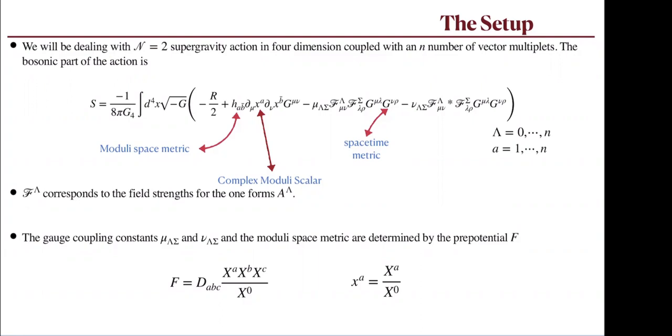So these curly F's that you have correspond to the field strength of some one-form A^lambda. And this mu and nu are fixed by which Calabi-Yau compactification you are coming from. In this case, what we are thinking of is an N equal to 2 supergravity, which comes out of a type 2A string theory. So you have a 10D type 2A string theory, you compactify it on some Calabi-Yau manifold, and after compactifying to 4D, this is the bosonic part of the action that I have written down. So these mu nu couplings are also fixed by which theory you're coming down from.